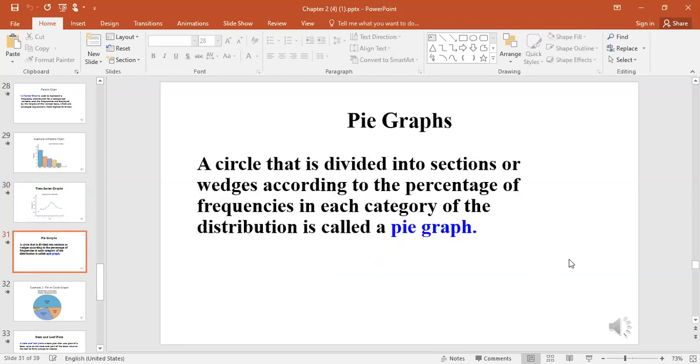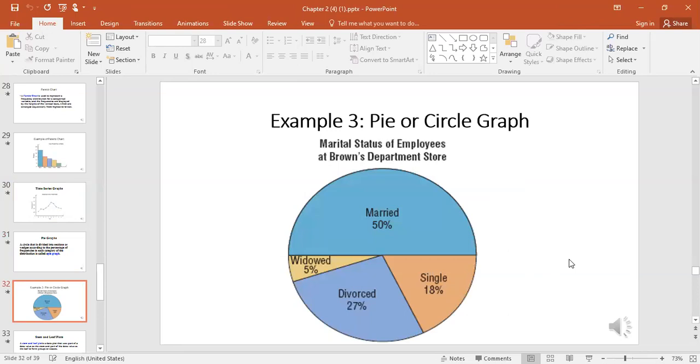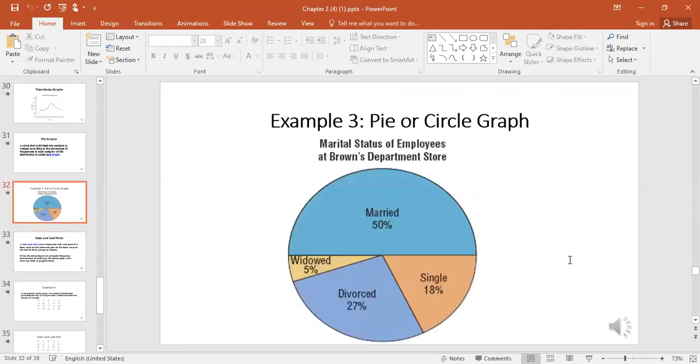In a pie graph, we have data that we can use a circle to represent, with each section proportional to its value. So this is an example of a pie graph. I can also use Excel to make a pie graph quickly. I will use Excel to make a pie graph for the blood type data that we had. Let me go back to Excel.